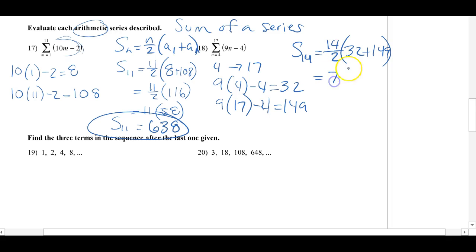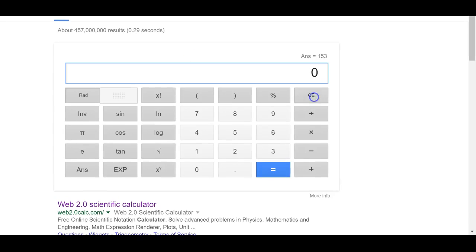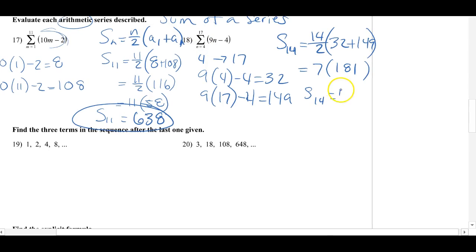Well, 14 over 2 is 7. Okay, 32 plus 149 is 181. And now, multiply that out. That'll give us our answer. So 7 times, not divide, 7 times 181 is 1,267. And there's our sum for the second series. Okay.